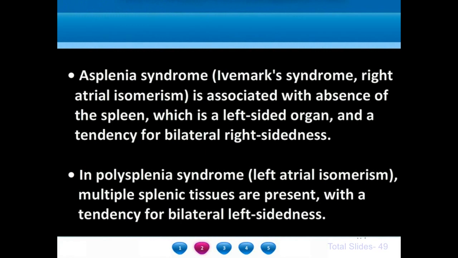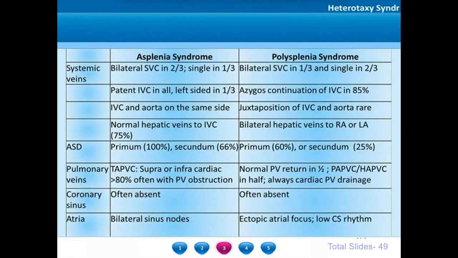Right isomerism, also called Asplenia syndrome or Ivemark syndrome, is associated with the absence of the spleen, which is a left-sided organ, and has a tendency for bilateral right-sidedness. The other variant, Polysplenia syndrome, which is left atrial isomerism, will be associated with multiple splenic tissues and a tendency for bilateral left-sidedness. Asplenia and polysplenia are associated with certain peculiar abnormalities.